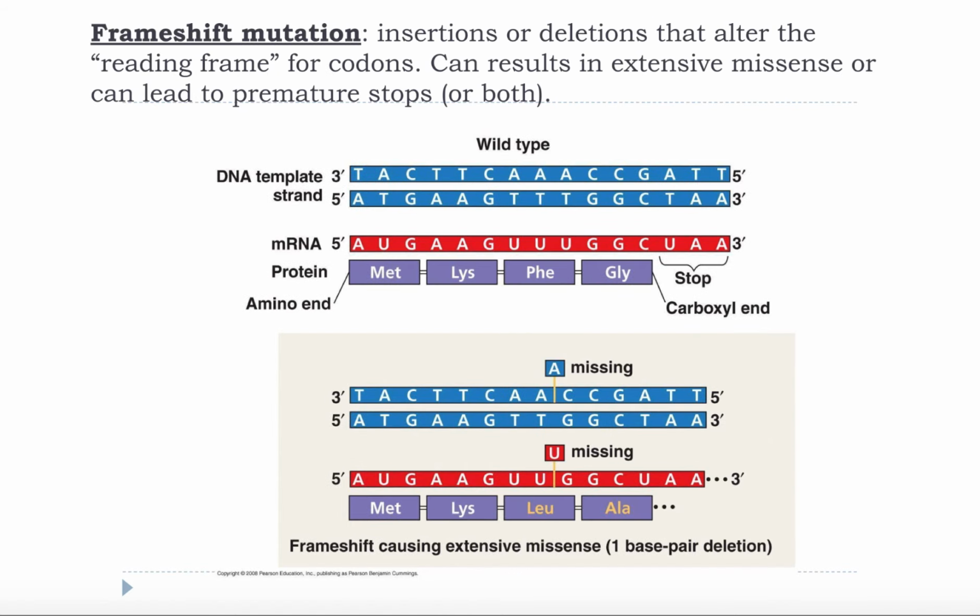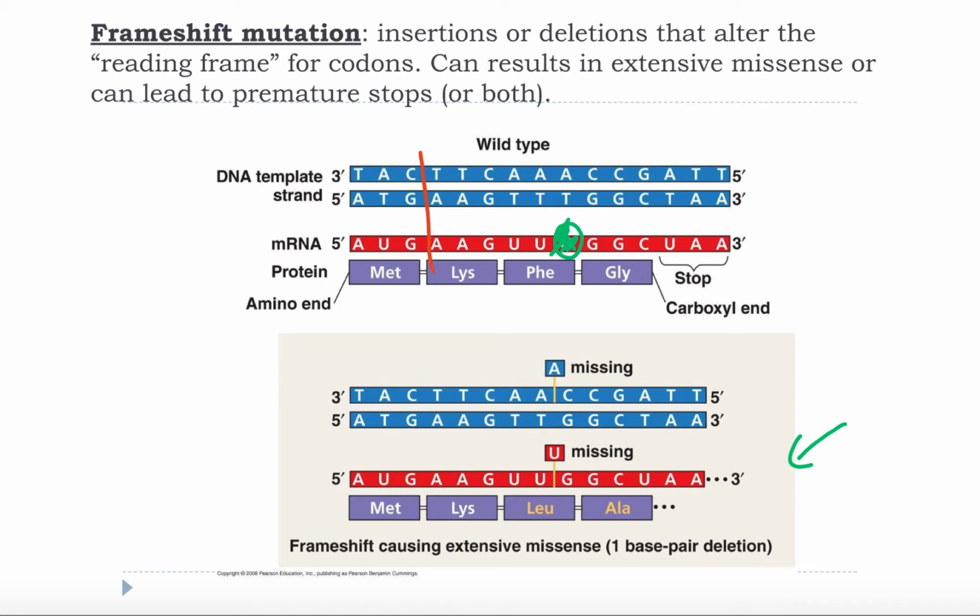But frame shift, this is called frame shift, where insertion or deletions alters the reading frame for the codon, and it can result in extensive missense or lead to premature stops or some combination of the two. So here's an example of extensive missense. So I have this U here. I'm going to get rid of it. It's going to be missing in the subsequent sequence.